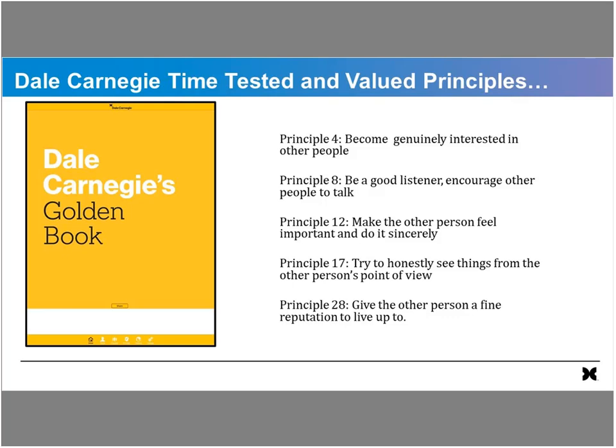Looking at these 5, yes, Charmaine, be a good listener, encouraging others to talk about themselves. We've seen a lot of 17, which is my favorite, trying to honestly see things from the other person's point of view. 28, giving the other person a fine reputation to live up to. So why do we have this here? Because we have opportunities every day to make a difference in our organization when we choose to take the simple steps of being more culturally aware and having the skills to be culturally competent as well.